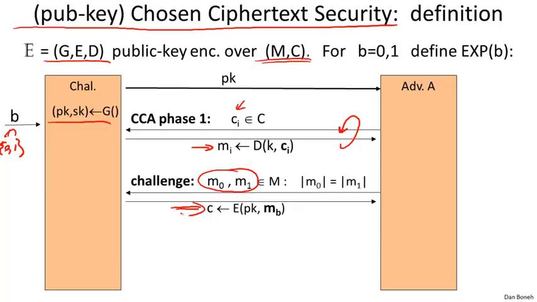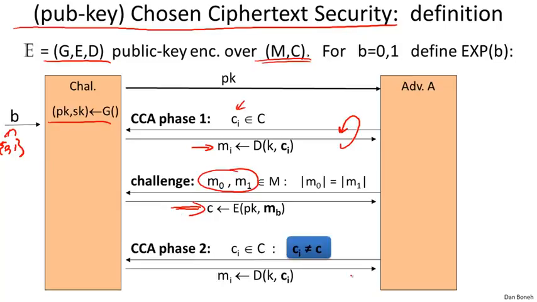Now, the adversary can continue to issue these ciphertext queries, so he can continue to issue decryption requests. So he submits a ciphertext and he gets a decryption of that ciphertext. But of course, now there has to be a caveat. If the attacker could submit arbitrary ciphertext of his choice, of course he could break the challenge. What he would do is he would submit the challenge ciphertext C as a decryption query, and then he would be told whether in the challenge phase he was given the encryption of M0 or the encryption of M1.